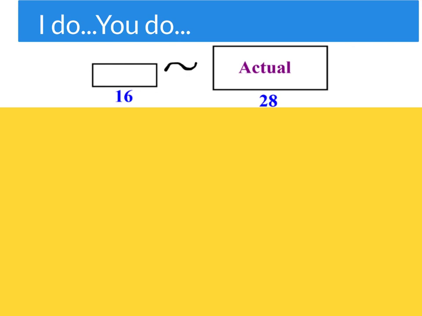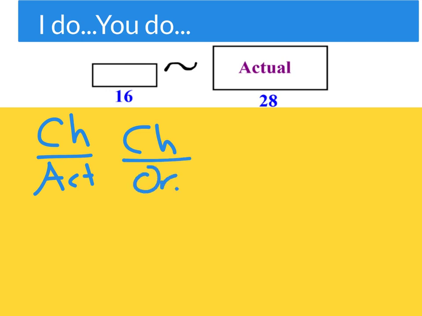These are the answers for I do, you do, scale. Remember what scale is. It's a ratio that's changed over actual, or sometimes people say changed over original. Either one's the same thing. Okay, so we are changing this thing.